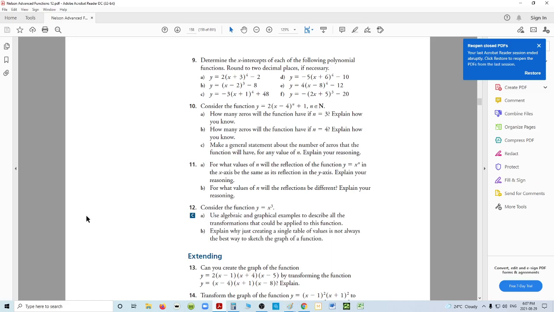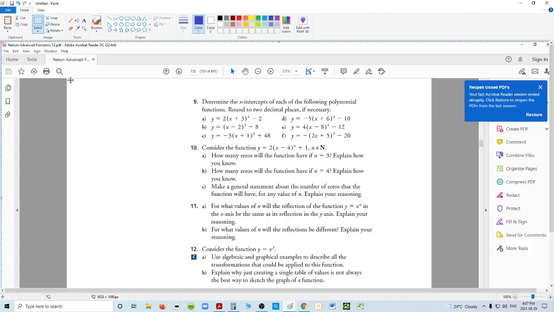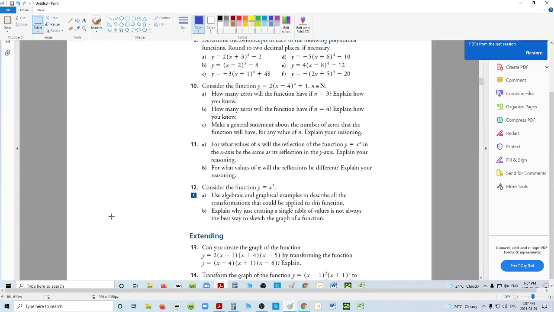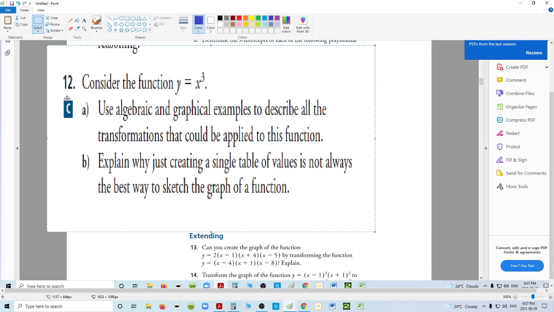And then this last one, I don't think I'm going to do it, but so this last one for z, consider the function. Ugh, no. Use algebraic and graphical examples to describe all the transformations that could be applied to this function. Explain why just creating a single table of values is not always the best way to sketch a graph.